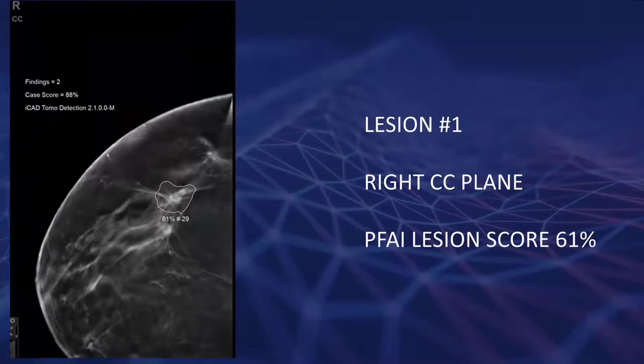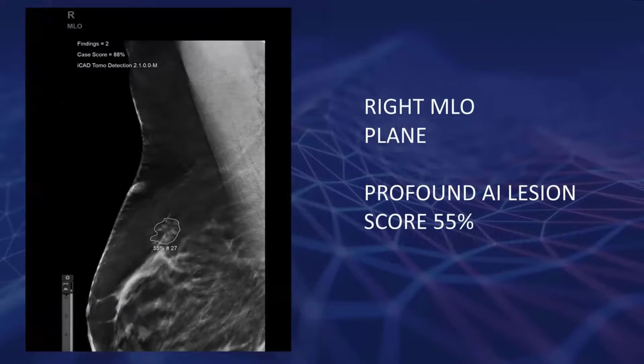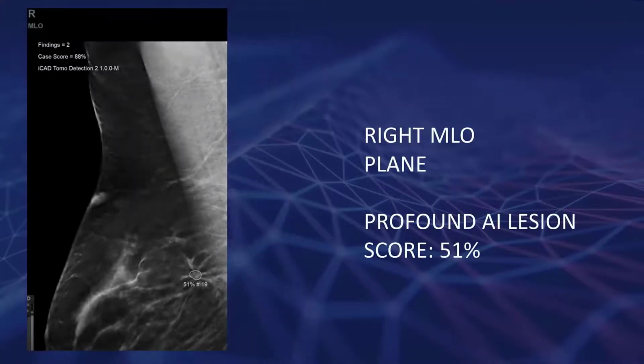Again, this is the larger of the 2 masses in the right breast. You can see the region of interest with the lesion score. And then the second mass in the posterior third, again with the Profound AI lesion score. And I have the corresponding MLO projections for both of those masses, the larger one in the middle third, and then the smaller mass in the posterior third.